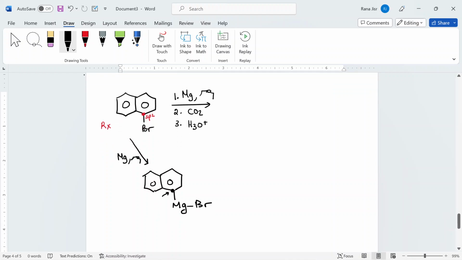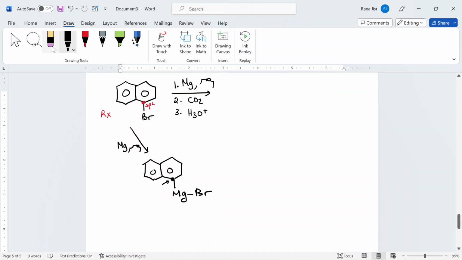You can take off the bond in here and simply make this one ionic. It's fine. Here you go. This is going to be negative. This is going to be 2 plus. So this is going to be my carbanion. So now once I have my carbanion, I'm going to react it in the second step. So this is step 1. Step 2 of the reaction, I'm going to do carbon dioxide.